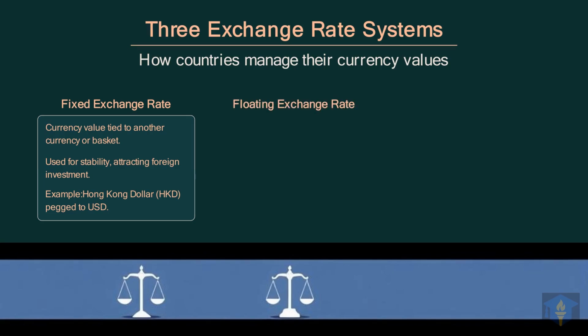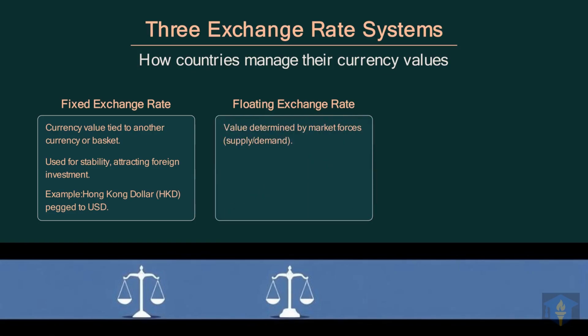The second system is the floating exchange rate, where market forces determine currency values. Here, the value is determined purely by market forces of supply and demand in the global market. These rates fluctuate continuously throughout trading days based on market conditions. Major examples include the US dollar and the euro, which float freely in international markets.